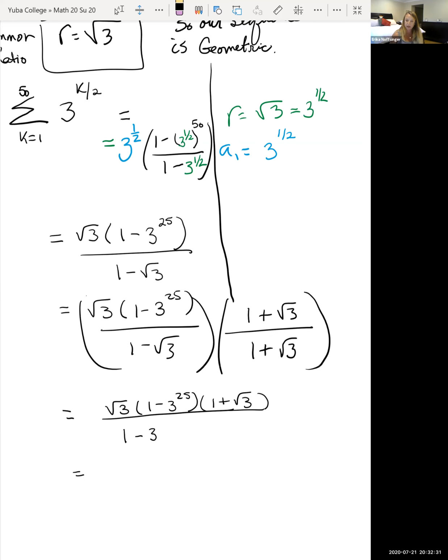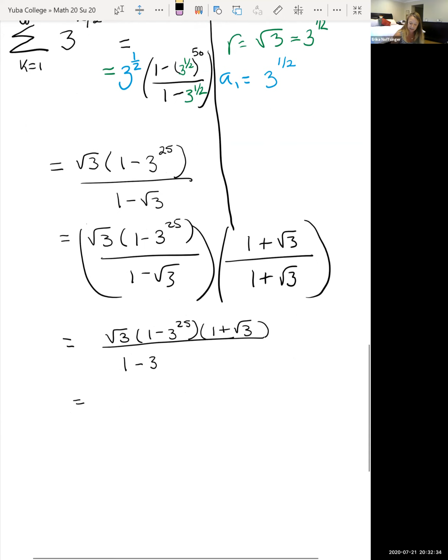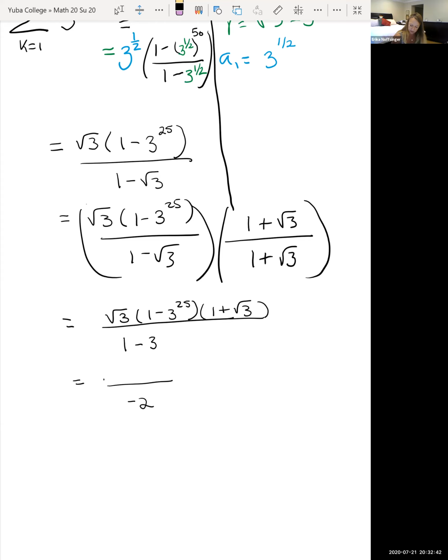We can simplify a little bit. We have 1 minus 3, and so that's going to give us -2. And if we really wanted to, we could pull that negative out front, and so I am going to do that. I don't like the negative in the denominator. But it's equivalent. So we have a negative 1/2, the fraction root 3, all times the quantity 1 minus 3 raised to the 25th power, and that quantity 1 plus square root of 3.